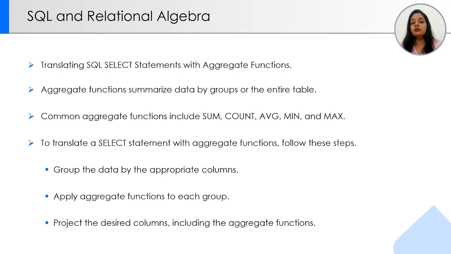Now to translate a select statement with an aggregate function, we follow certain steps. The first is to group the data by the appropriate columns in the table, then apply the aggregate function to each group of data, and then project the desired columns including the aggregate function.